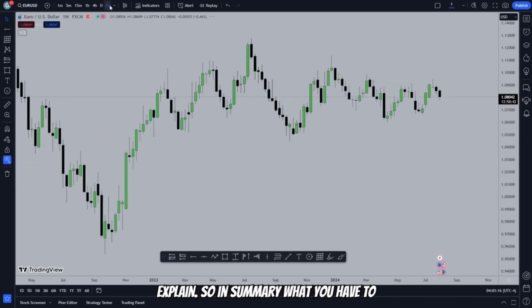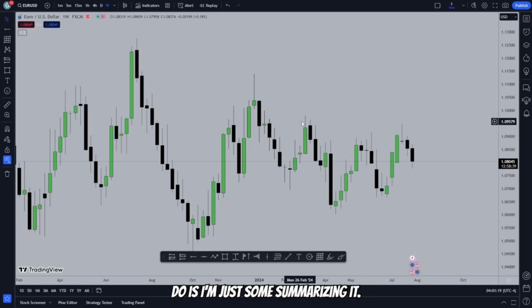So that's what I'm trying to explain. So in summary, what you have to do is, I'm just summarizing it. On weekly time frame, you have to look at what happened last week. You have to look for buy side and sell side liquidity. If you have seen that price has taken the buy side liquidity right like this and it's fallen down, so what you can do is you can look at last week.